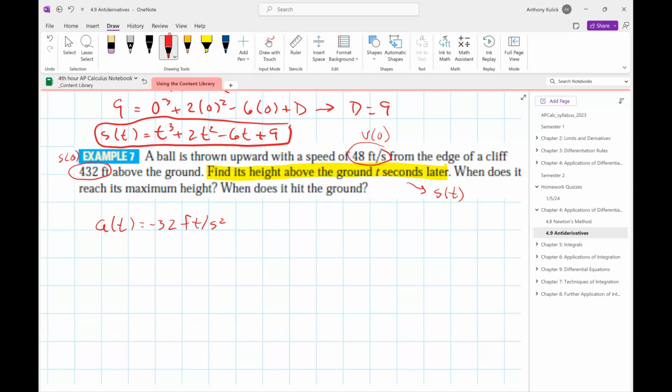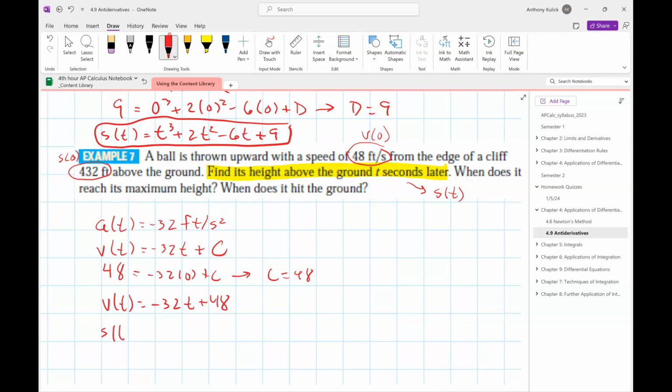So there's that. What's the antiderivative of negative 32? Negative 32, well, we're going to use t's. And then plus our constant. Everybody's okay? So let's solve for c. So 48 equals negative 32 times 0 plus c. So c is 48. So our velocity is negative 32t plus 48.